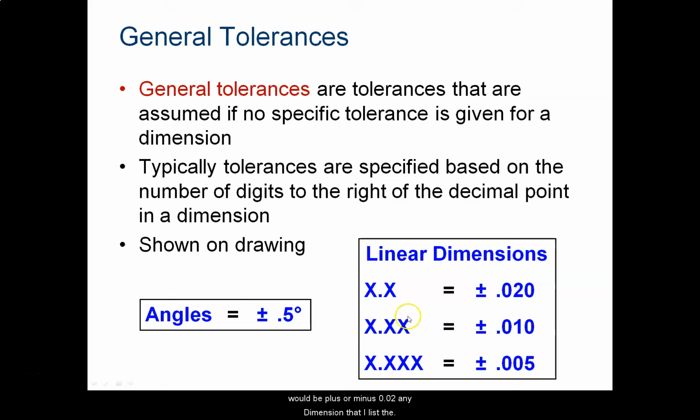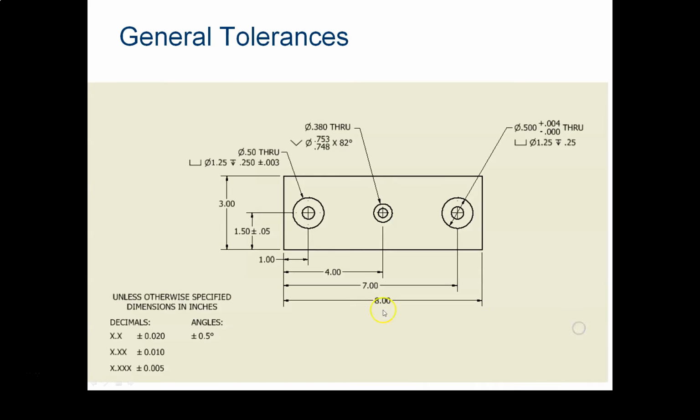Any dimension that I list to the hundredth place is plus or minus a hundredth. Any dimension that I list to three decimal places would be plus or minus five thousandths. If it lists an angle, it'd be a half degree that it can be off by. This is a way to not have to list tolerances on every single dimension that you put on a drawing, but it allows your part to have some sort of preciseness.